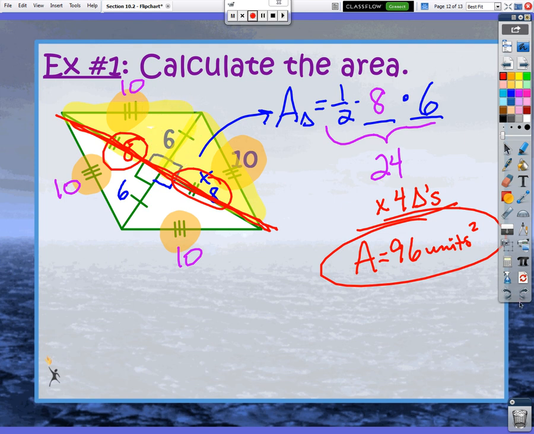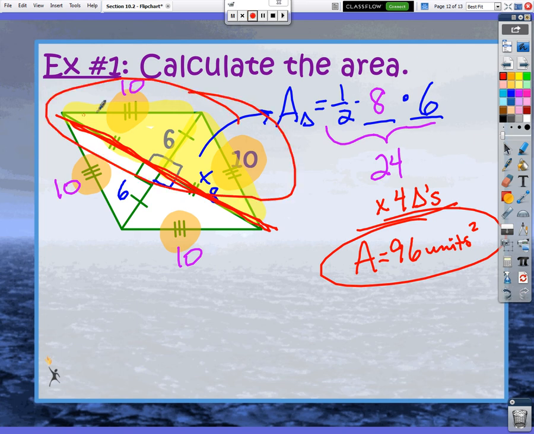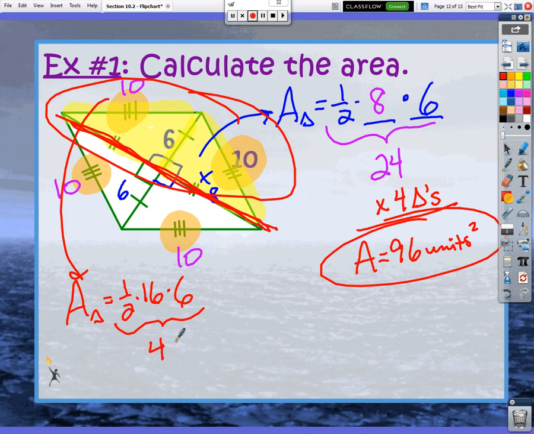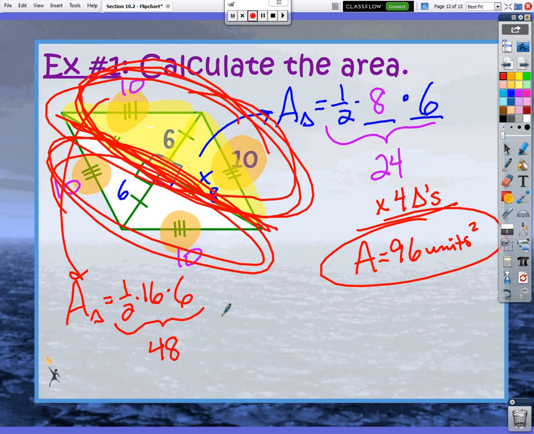So let's think of it this way. Let's get rid of those pieces. Now we'll leave that there. So if we looked at this triangle, its area would be 1/2 times the base of 16, because I'd add those two 8s there, and then times the height of 6. Well, that's going to give me an area of 48. Well, how many of these triangles do I have in the rhombus? Well, I've got one more on this other side. So if I double that, that's going to give me 96. Perfect.